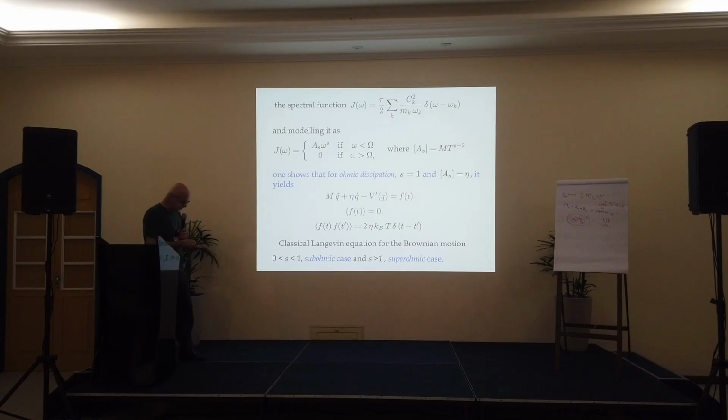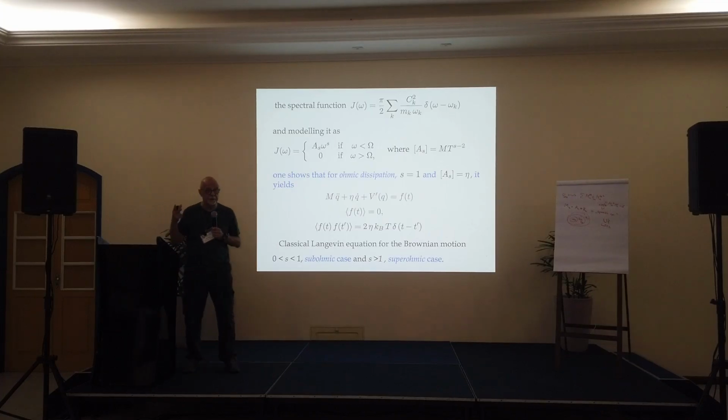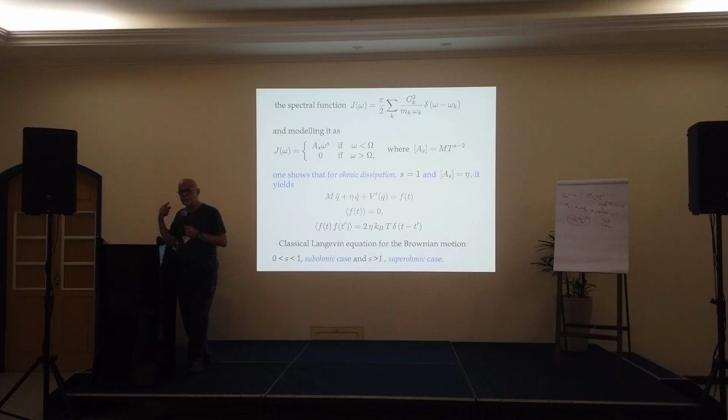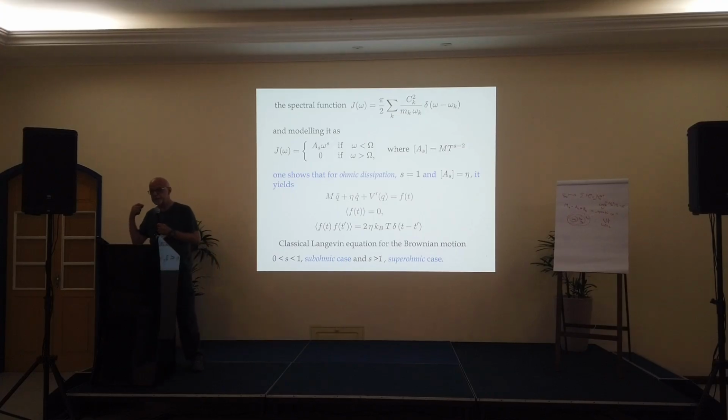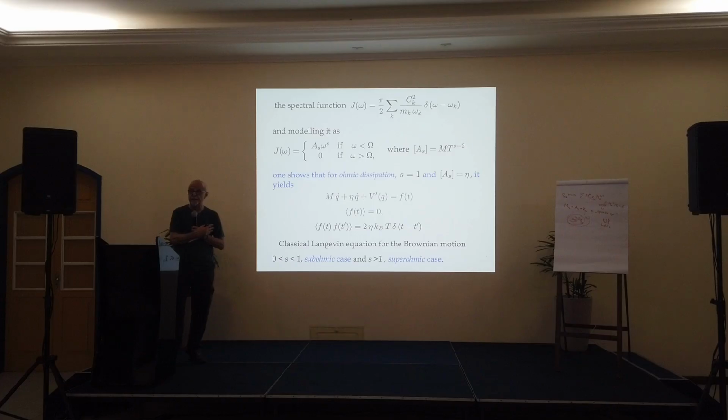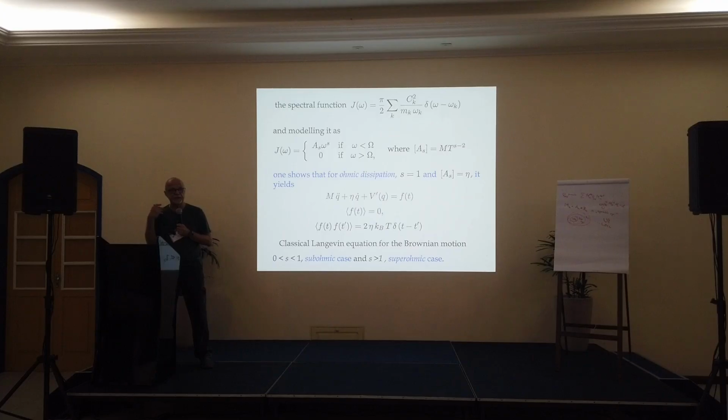But okay, let's go on. Instead of using this S equals 1, which we call ohmic dissipation, I can use something which is called in the literature subohmic, when S is between 0 and 1, and for S greater than 1 is the superohmic case. Mind you, for S equals 3, we can reproduce the Abraham-Lorentz equation, which is the equation for the radiation reaction. So we can do a lot with this very naive model. We can play with the Langevin equation, Abraham-Lorentz. We can do a lot.